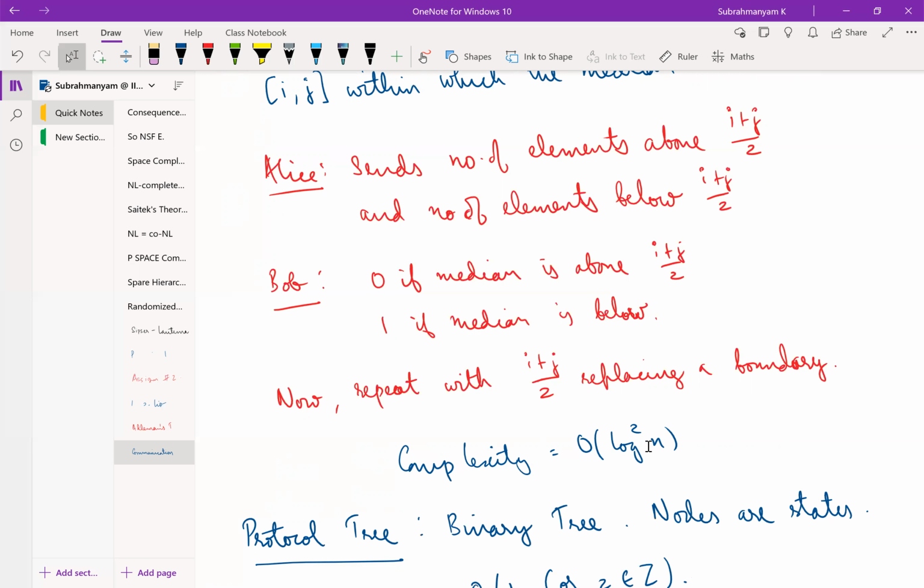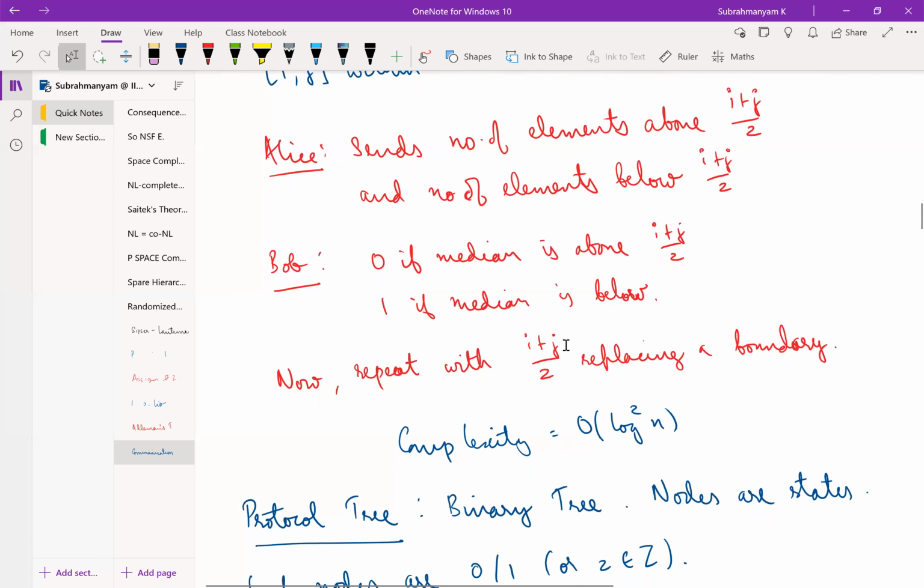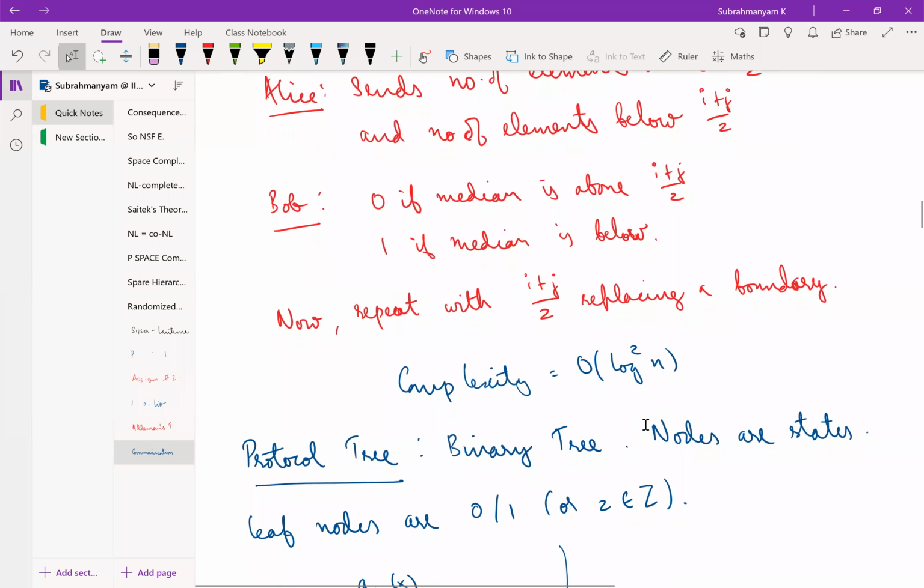So this is a very non-trivial algorithm, unlike the other protocols that we have seen, right? Every time Alice sends the numbers, Bob tells you where the median lies, and then you do a binary search. In fact, this problem, interestingly, has an even better algorithm, a log n algorithm exists, but that will take more time for us to explain. Since this is an introductory lecture, I'm not going into that. Okay.